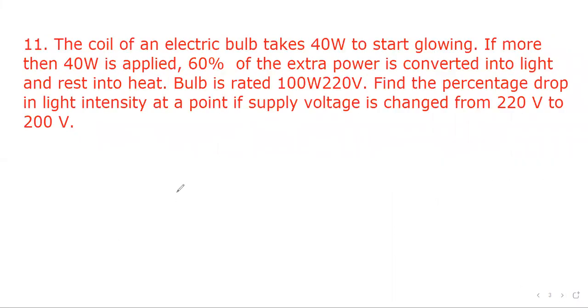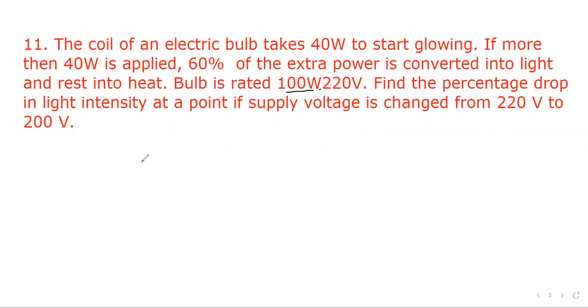Now, question number 11. Here, the coil of an electric bulb takes 40 watt to start glowing. If more than 40 watt is applied, 60% of the extra power is converted into light and the rest into heat. The bulb is rated 100 watt, 220 volt. Find the percentage drop in light intensity at a point if the supply voltage is changed from 220 volt to 200 volt.